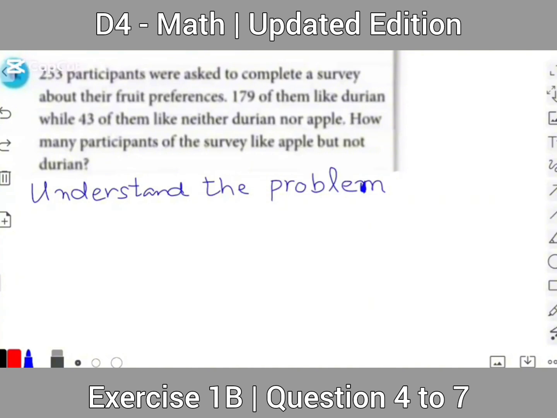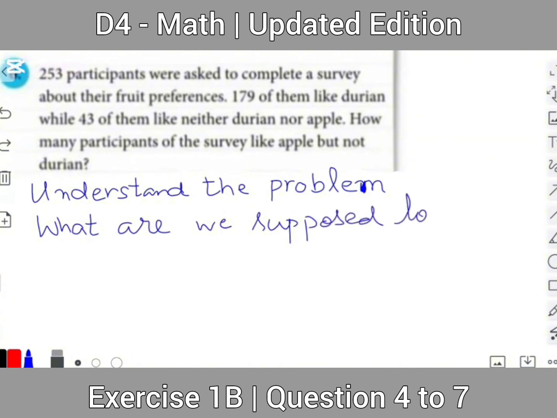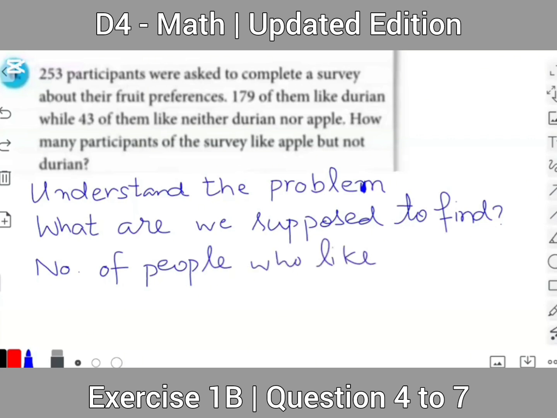Now, what are we supposed to find? The number of people who like apple but not durian.